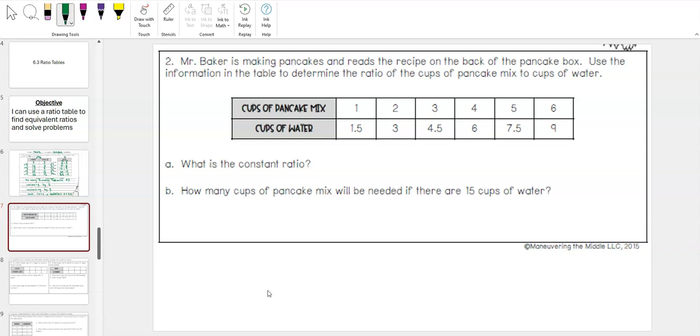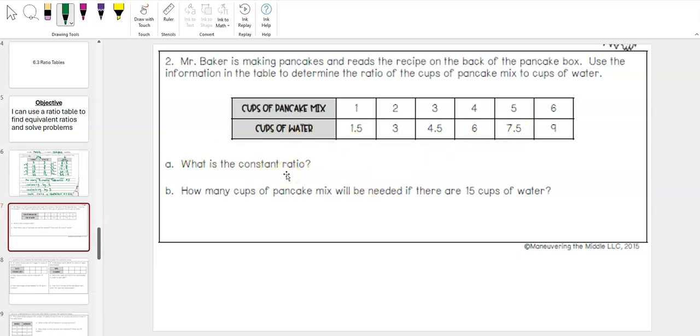So now we have Mr. Baker. He's making pancakes and reads the recipe on the back of the pancake box. Use the information in the table to determine the ratio of cups of pancake mix to cups of water. So here we have our table. Cups of pancake mix across the top and cups of water across the bottom.